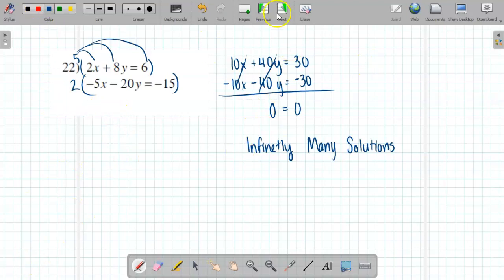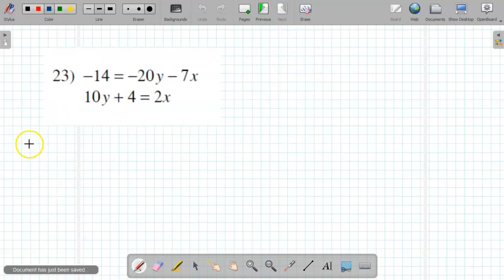Okay, we've got one more that we're going to do together. Let's look at number 23. 23 is kind of a mess because it is not in order. And remember I said at the very beginning that our x's have to be lined up, our y's have to be lined up, and our equal signs have to be lined up in order for us to solve these problems.